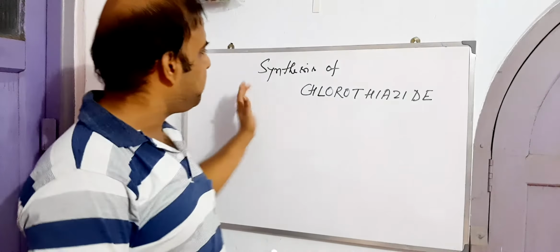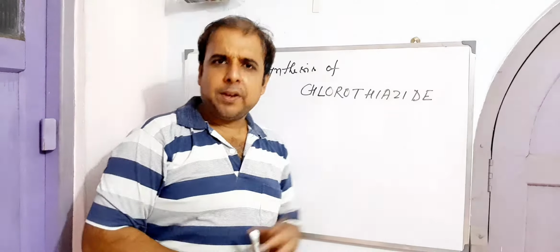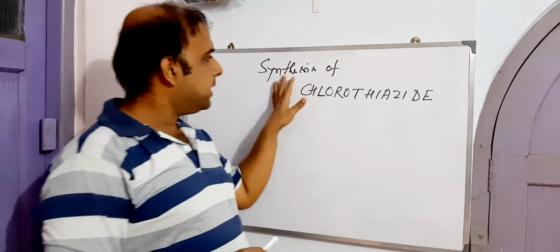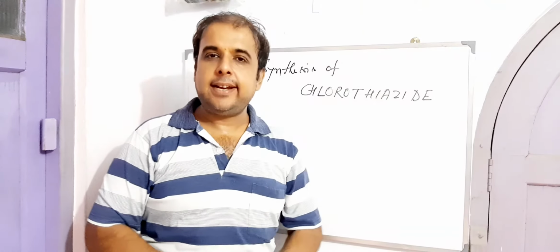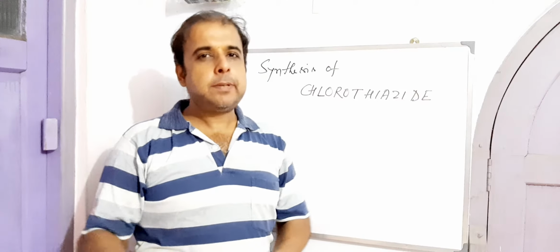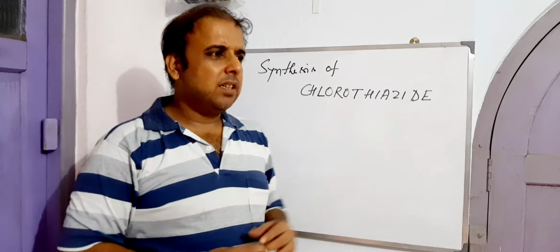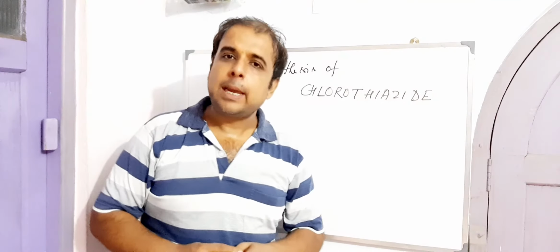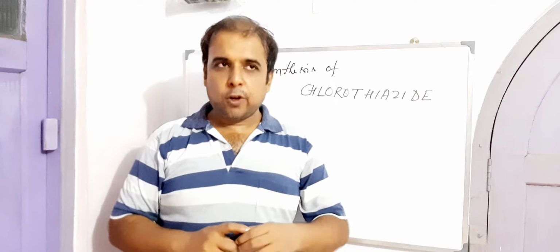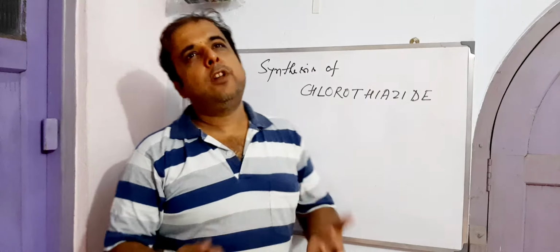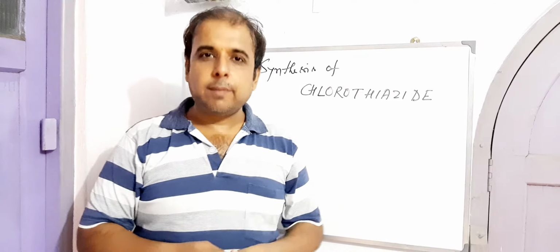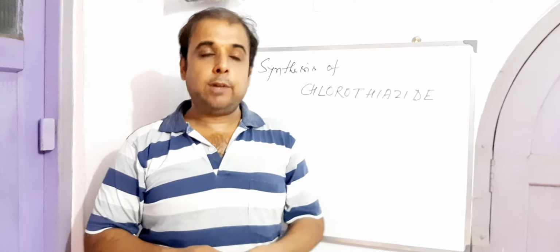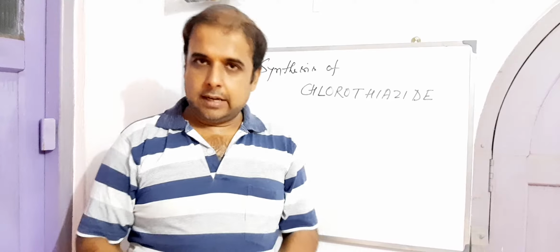Now today let us just go straight to the topic, that is the synthesis of chlorothiazide. We all know that we have a class called thiazide diuretics, and the purpose is to treat the patient who is suffering from hypertension by reducing the plasma volume. If plasma volume reduces, it eventually leads to the depletion of sodium level, which is found to be one of the severe factors causing hypertension.